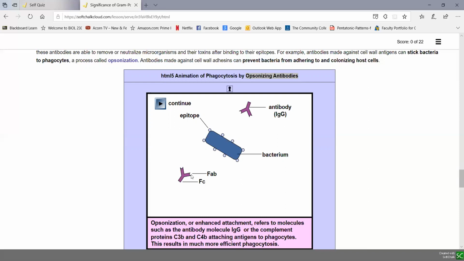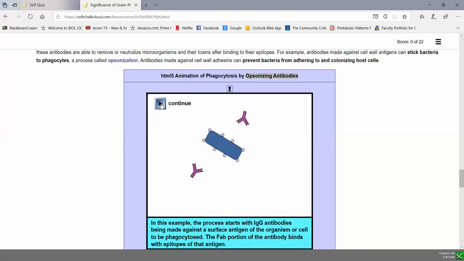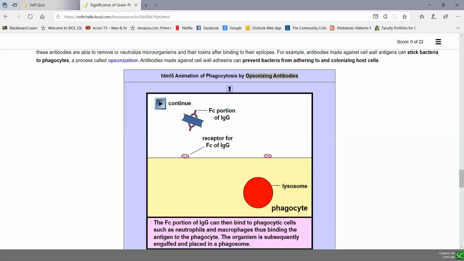So once these antibodies are made, the FAB part of the antibody, the antigen binding portion, fits the epitope and binds to it like we see here. Now these are opsonizing antibodies, so the other part of the antibody, called the FC part, sticks to receptors on phagocytes. And so the antibody then acts like a superglue to stick that bacterium to the membrane of the phagocyte so it can readily be engulfed and eventually killed with lysosomes.